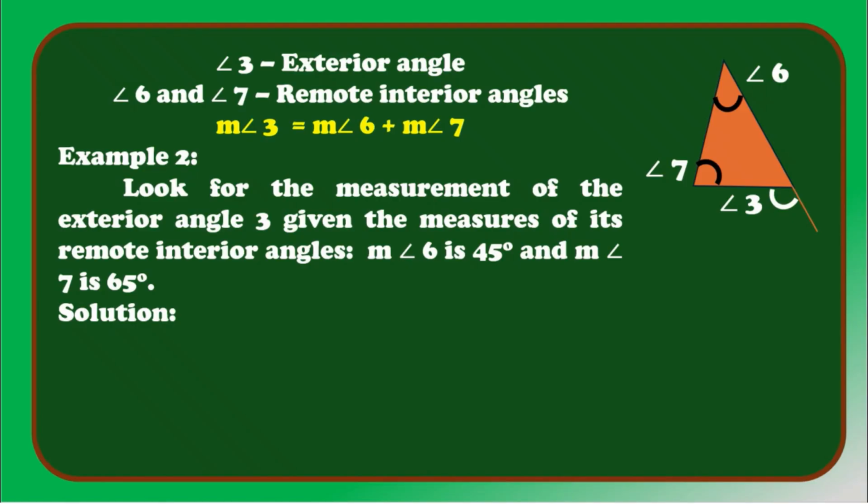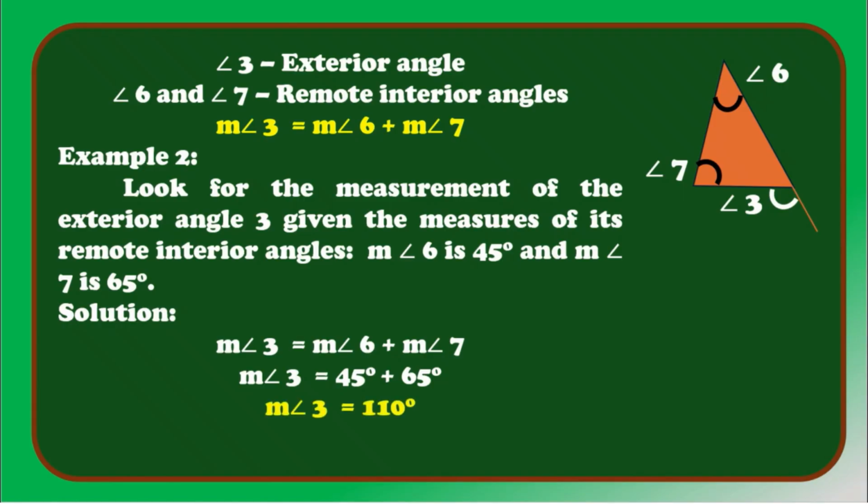Now, for the solution, let's put the equation that represents our theorem. Then substitute just like the previous example. So the measure of angle 6 will be 45 degrees and the measure of angle 7 will be 65 degrees. So therefore, we're going to have this equation. The measure of angle 3 is equal to the sum of 45 degrees and 65 degrees. Simplify it further by getting the sum. We're going to obtain the measurement of angle 3 is equal to 110 degrees.